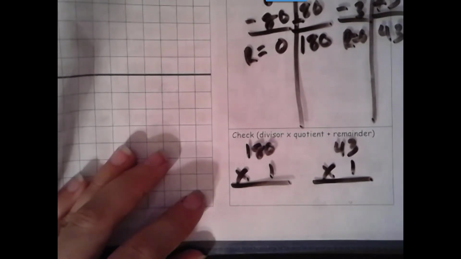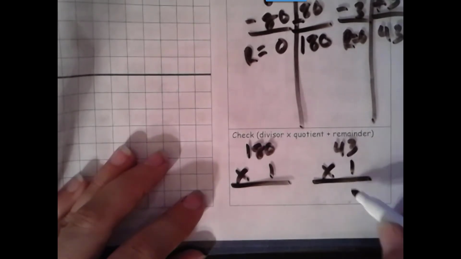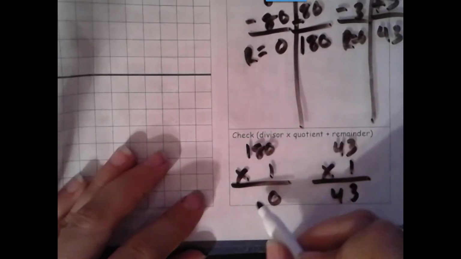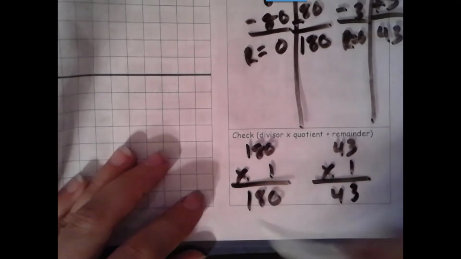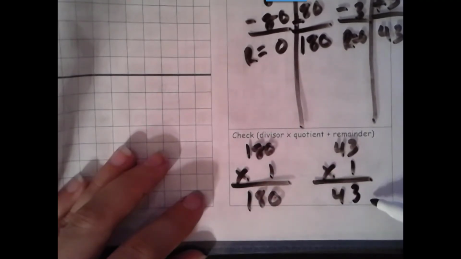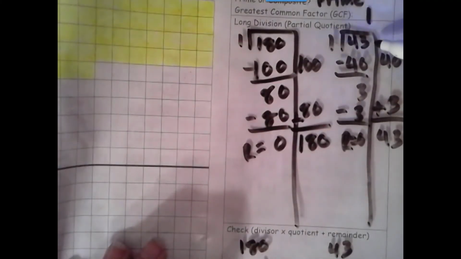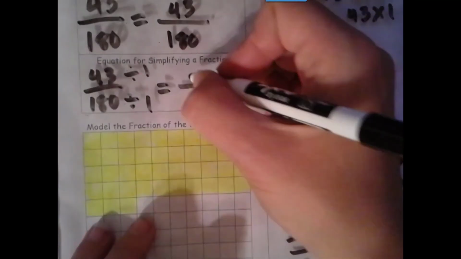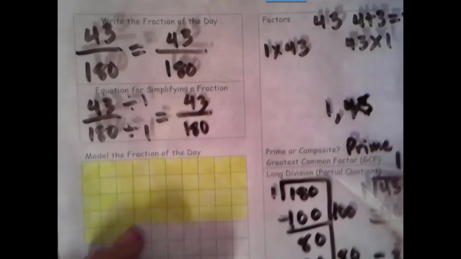It stays the same. One group of 3 is 3, one group of 40 is 40, one group of 0 is 0, one group of 80 is 80, one group of 100 is 100. So 43 checks with 43, 180 checks with 180. So our numerator is definitely 43. Our denominator is definitely 180.